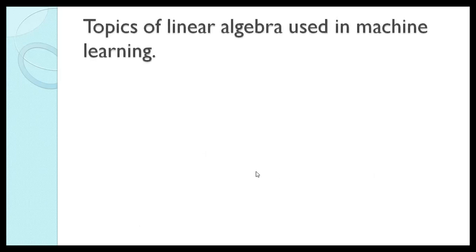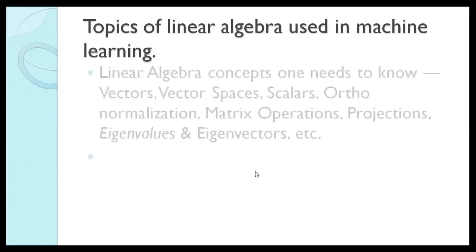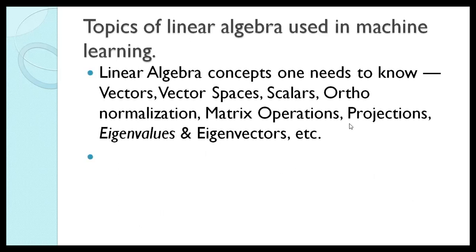Topics of linear algebra used in machine learning. In machine learning, the linear algebra concepts one needs to know are vector spaces, vectors and scalars, orthogonalization and normalization, matrix operations, projections, eigenvalues and eigenvectors. These are the main topics of linear algebra that are used in learning machine learning and are very important. We learn about matrices, and similarly we learn all about these topics.